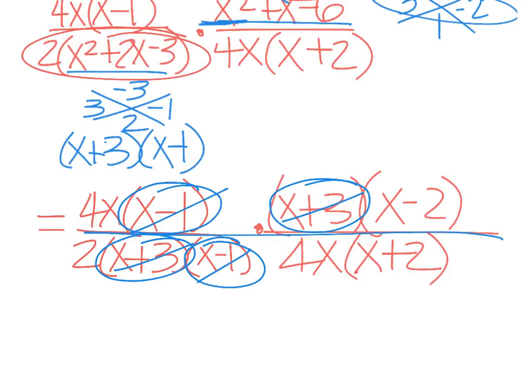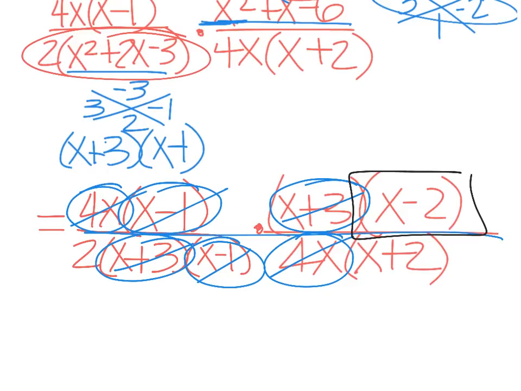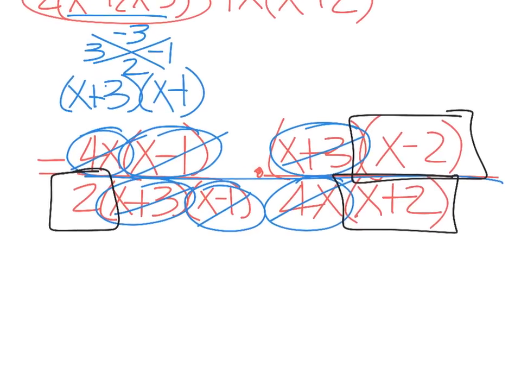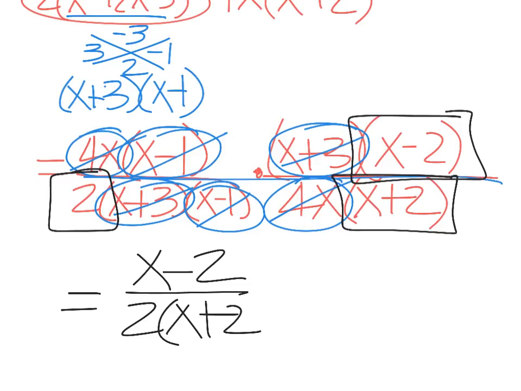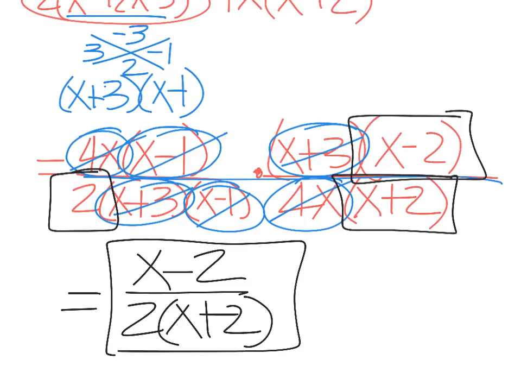Then what else can we simplify? We've got a 4x and a 4x. Those are going to cancel each other out as well. All right, and then what are we left with? We're left with this x minus 2, this x plus 2, and this 2 right here. So we can't simplify those any further, so we just write them under one simplified rational expression, x minus 2 over 2 times x plus 2. And this is our final answer.